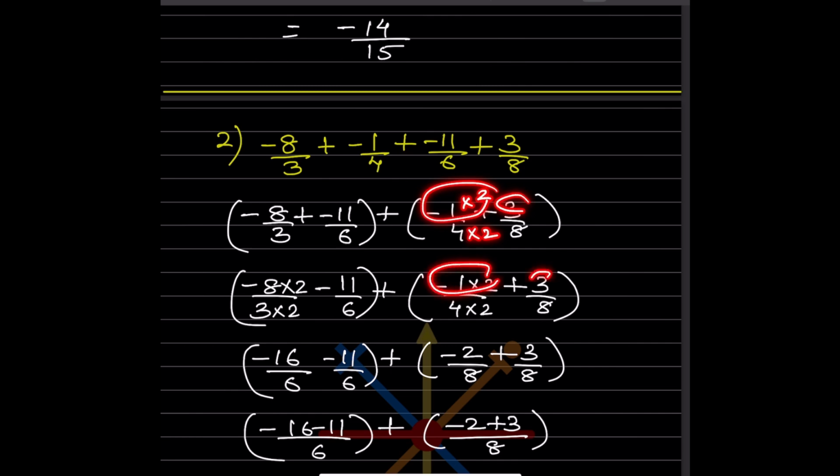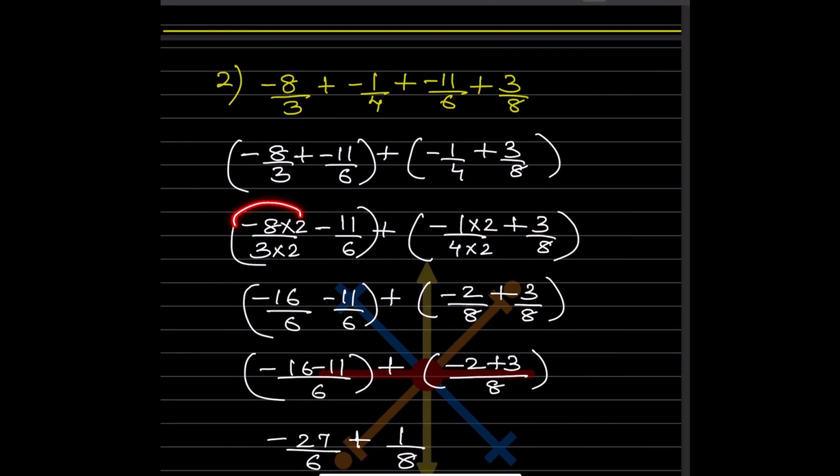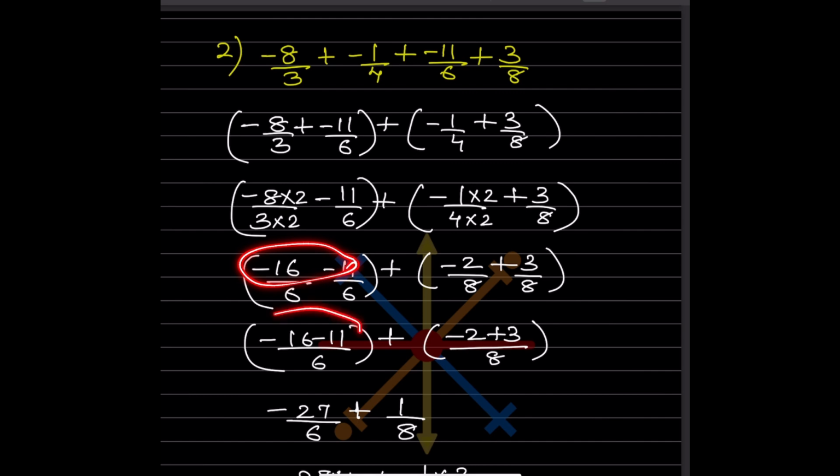That is the same thing written over here. So here this will be minus 16 by 6 and minus 11 by 6, minus 2 by 8 and plus 3 by 8. So now this together is divided by 6, and this together is divided by 8.